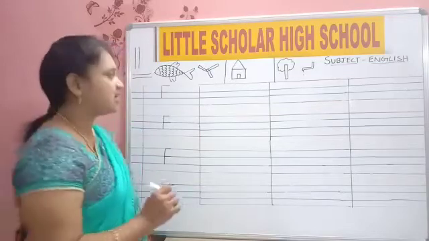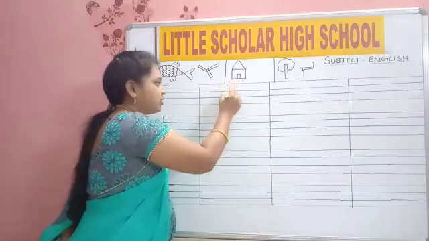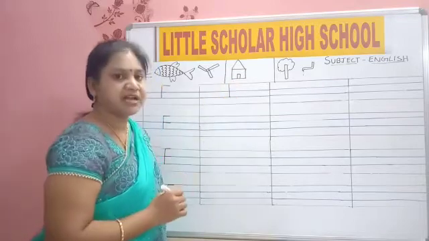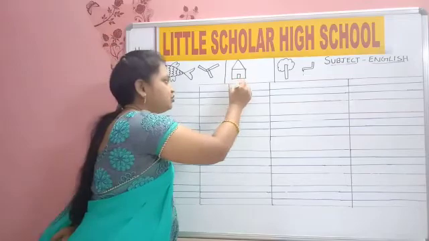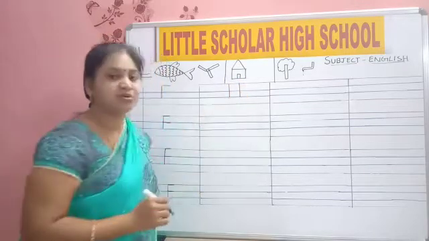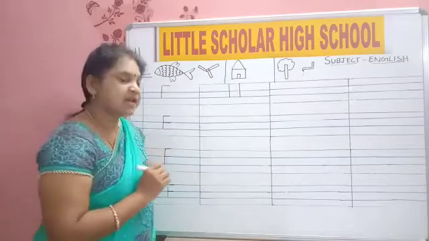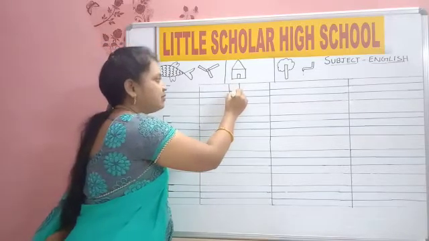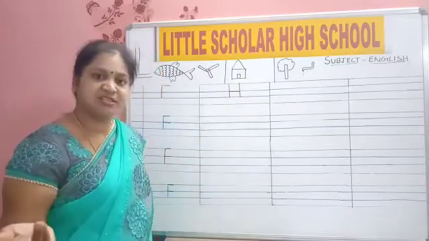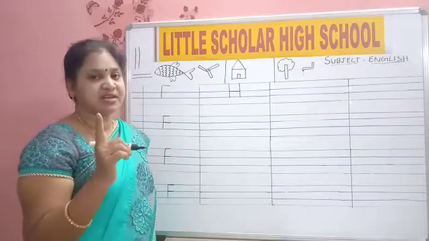Letter H. See carefully. One standing line up to down, from the red line to the second blue line, and one more standing line. 2 standing lines. See how I wrote? 2 standing lines and in between, on the second blue line, 1 sleeping line. This is H. Very easy, no? 2 standing lines, 1 sleeping line.